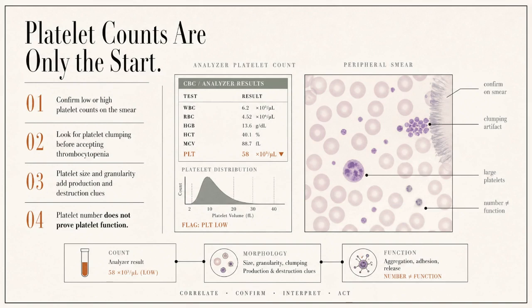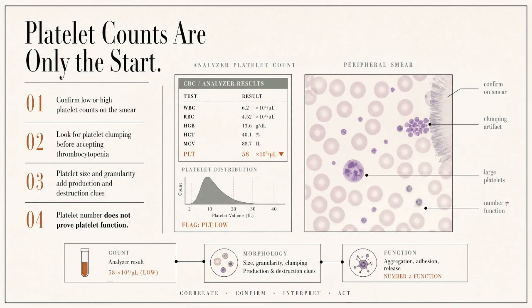And watch out for platelet clumping. That can falsely lower automated counts, so always check the smear. A normal platelet count doesn't guarantee normal primary hemostasis. Medications like aspirin, inherited defects, or even conditions like uremia can cause platelet dysfunction. So, smear review and clinical history are crucial companions to the CBC.